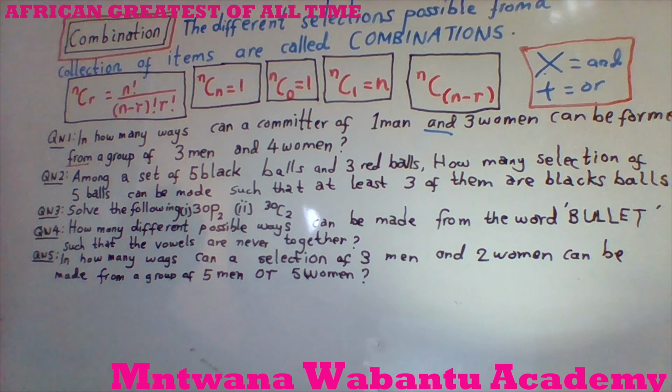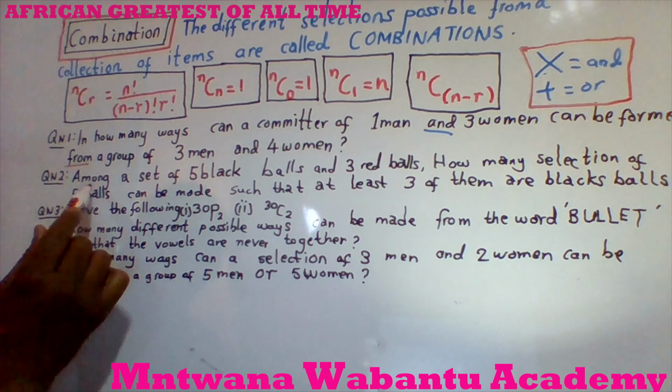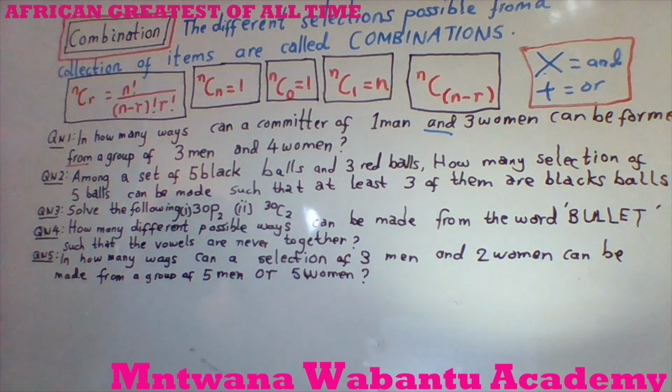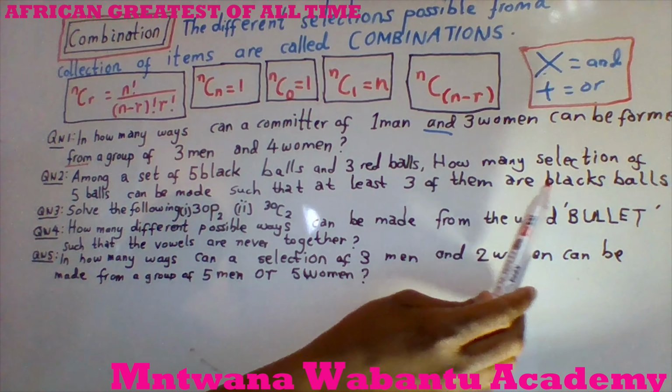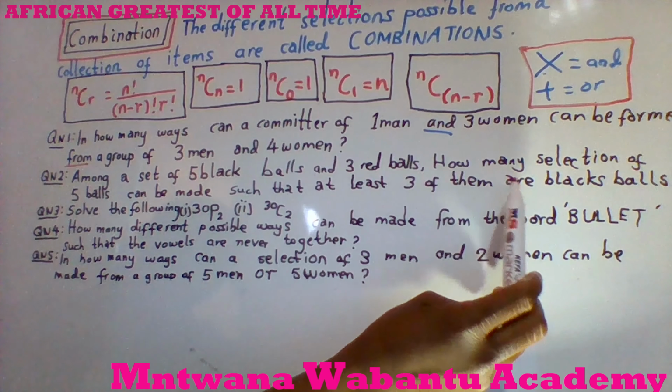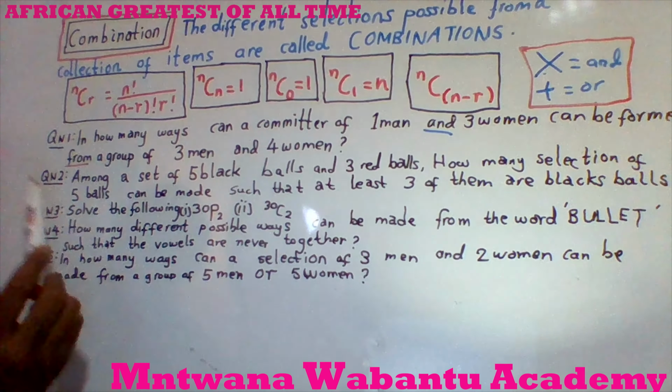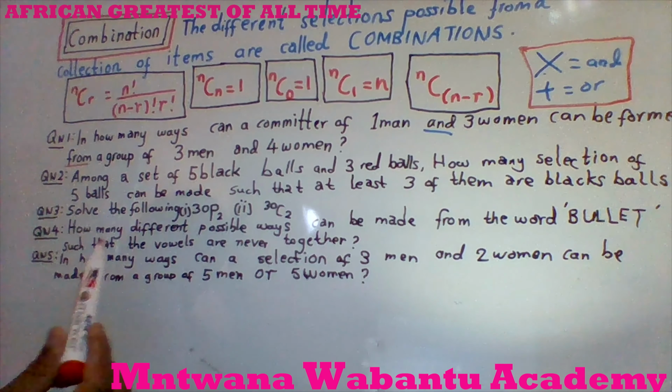Okay, so now second question. Among the set of 5 black balls and 3 red balls, how many selections of which 5 balls can be made? That's a combination because you want to select. So we want to take 5 balls.